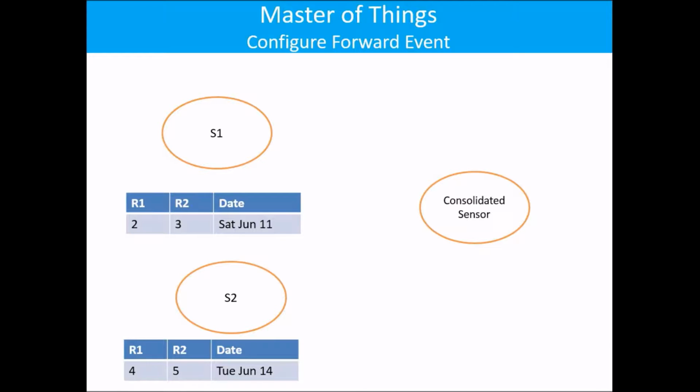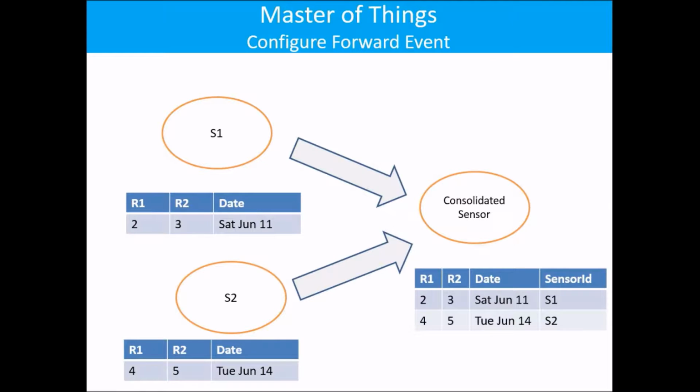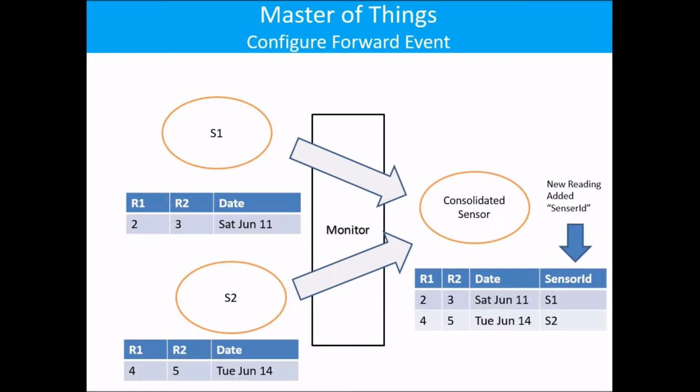So whenever data is received in any sensor, it is copied to the consolidated sensor, and accordingly we will need a sensor ID reading to be added to the consolidated sensor in order to differentiate each record, in which sensor is sending this data. And this is accomplished by configuring a monitor that will be using the forward event. Next, I'll show how to accomplish this in the MasterOfThings platform.